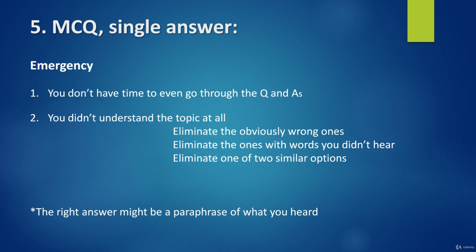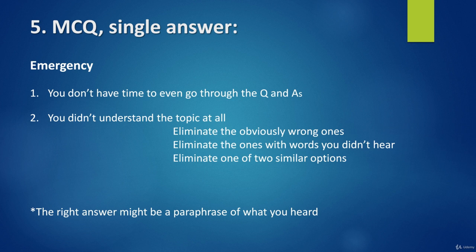But for the second one, assuming you didn't understand anything, you still listened to the clip and you heard the words. Read the question if you haven't in the prep time. Go through the choices and eliminate the ones that are obviously wrong. Next step is to eliminate ones with the words you're pretty much sure you didn't hear. For example, if it says one of the reasons behind racism is social discretion, and you're pretty much sure you didn't hear social discretion, eliminate that option.